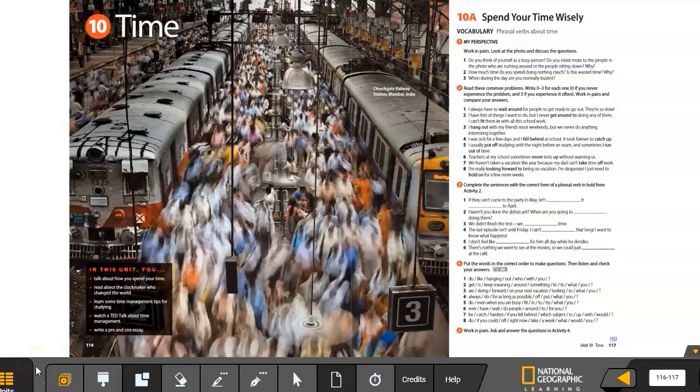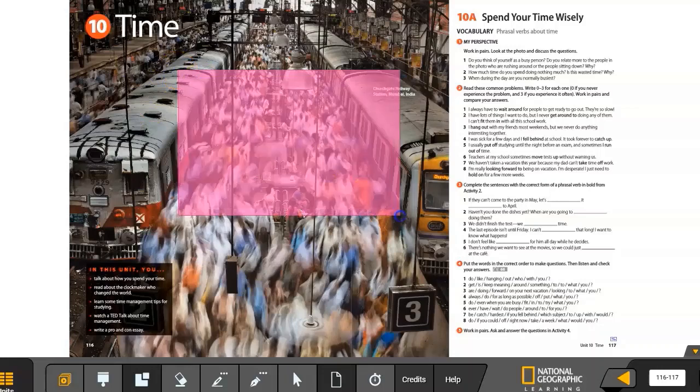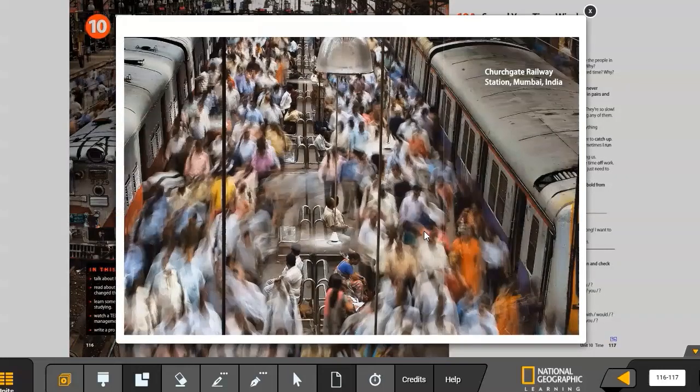Okay guys, so welcome to unit number 10. This is the last unit from the book, and okay, let's go to page number 116 guys, and we have the beginning of this, we have a picture, a very nice picture about a train station or railway station, which is the same in Mumbai in India.